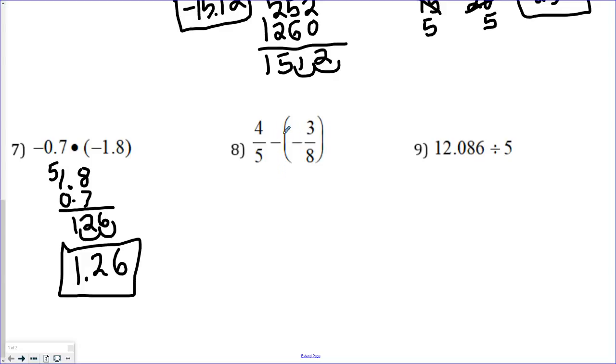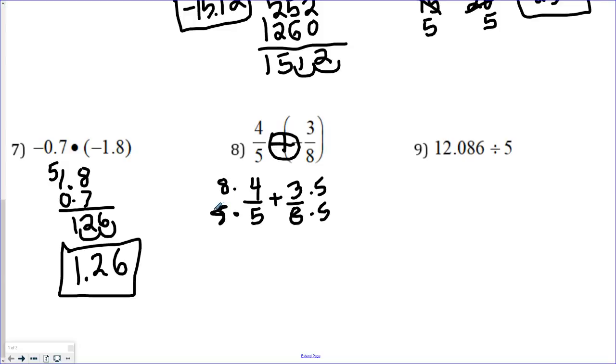For number 8 here, this is a special case of subtraction, is that when you have a double negative, when you have 2 negatives right next to each other, what you want to do is make them into one big positive. So this is actually 4/5 plus 3/8. And then before you add fractions or subtract them, you need to find a common denominator. So between 5 and 8, I believe the common denominator is 40. So we're going to times this by 8 on top and bottom. And we're going to times this by 5 on top and bottom.